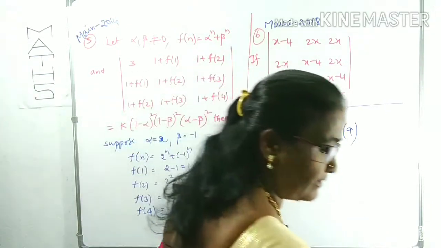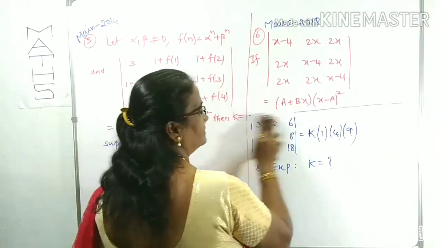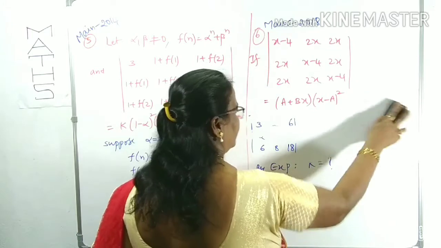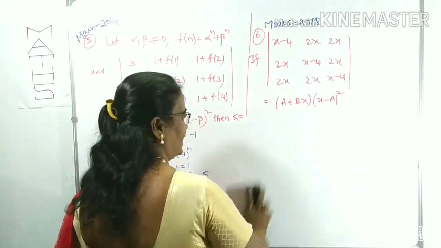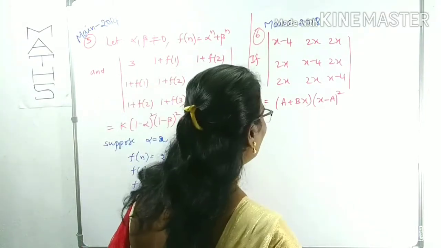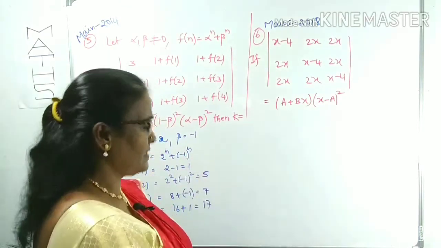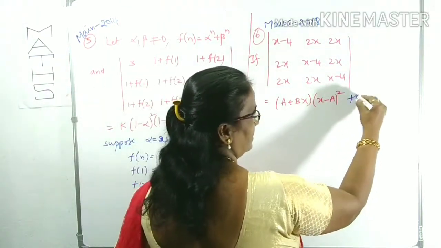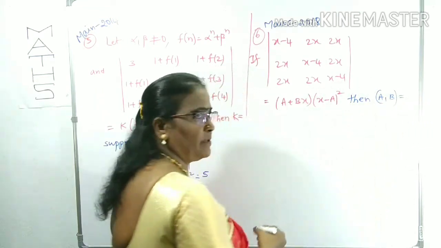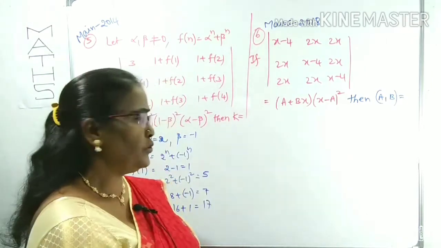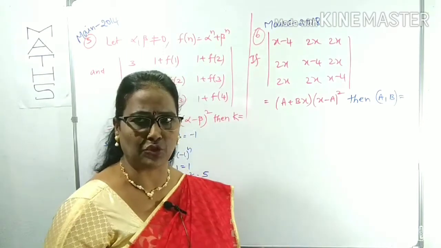That is given, EAMCET 2018. For this also, one of the determinants is given, the same way as the previous question. This determinant value is given as (a plus bx)(x minus a) whole squared, and the a, b values are asked. To find out the a, b values, simply we can take x value assumptions here also.